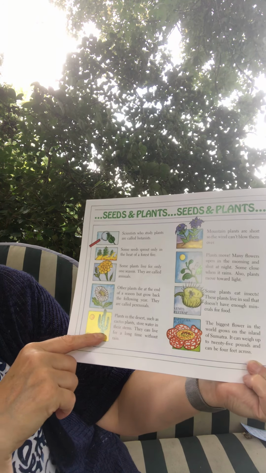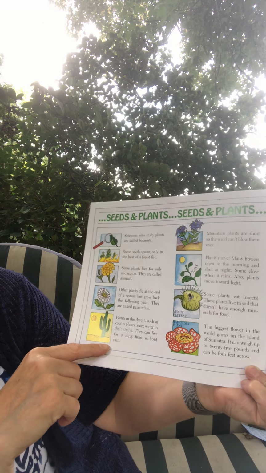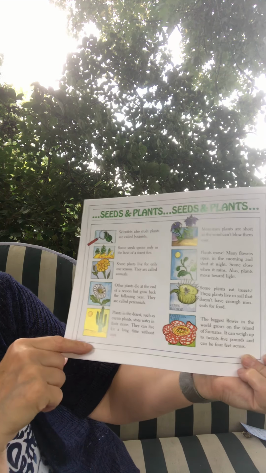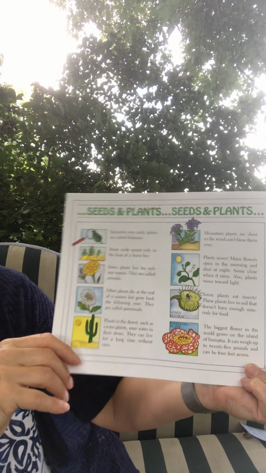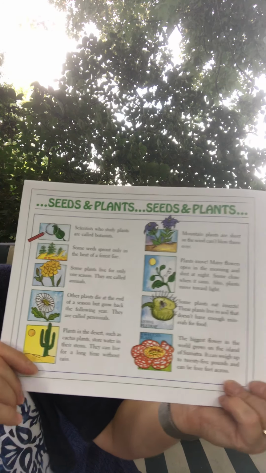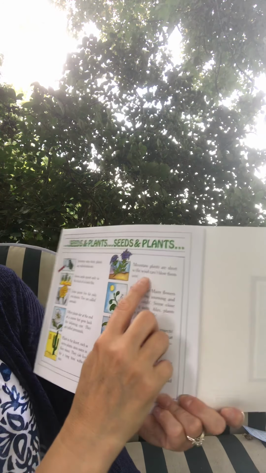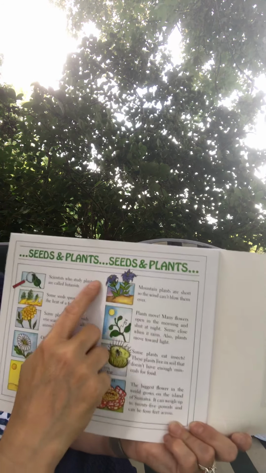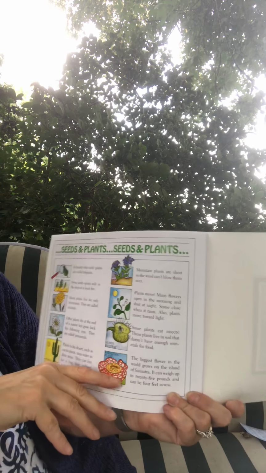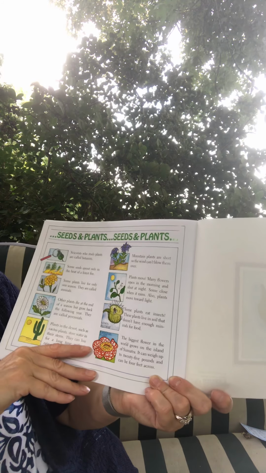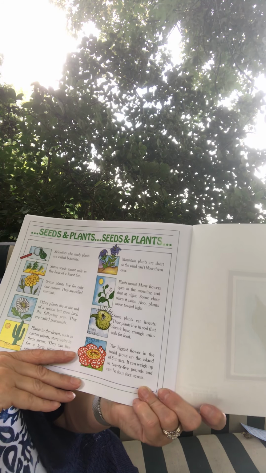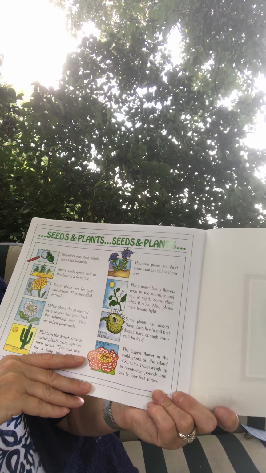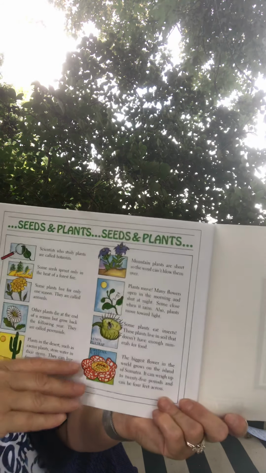Plants in the desert, such as a cactus plant, store water in their stems. These are their stems. They can live for a long time without rain. And over here we have mountain plants. They're short so the wind can't blow them over. See how small they are? Plants move. Many flowers open in the morning and shut at night. Some close when it rains. Also, plants move toward the light.